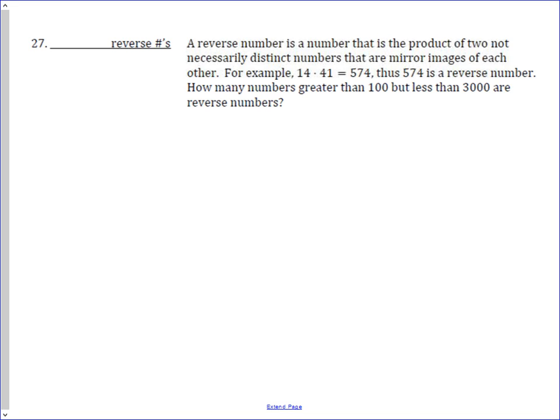So this problem is number 27 from the Sycamore Invitational, and we're looking at reverse numbers. A reverse number is found by taking the mirror image of a number and multiplying it together, and we're looking for those that are greater than 100 but less than 3,000.